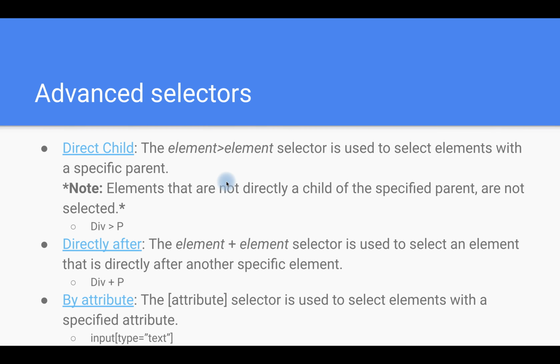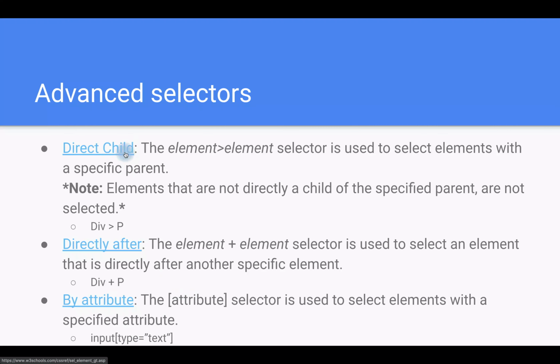Let's discuss advanced selectors. So we have direct child. The element selector is used to select elements with a specified parent. Note that elements that are not a direct child of the specified parent are not selected by the wildcard. Then we have directly after. The element selector is used to select an element that is directly after another specific element. Then we have by attribute. The attribute selector is used to select elements with a specified attribute, such as text.